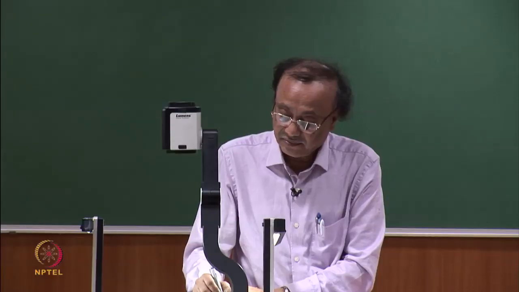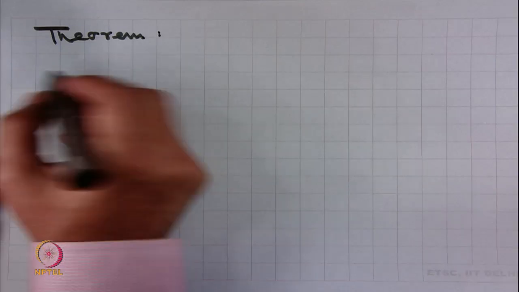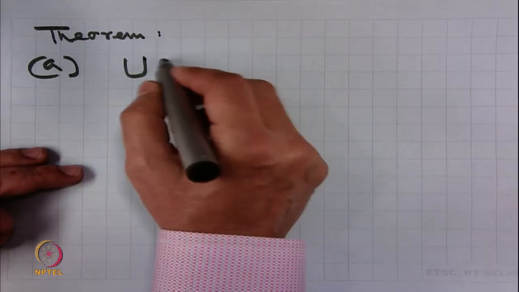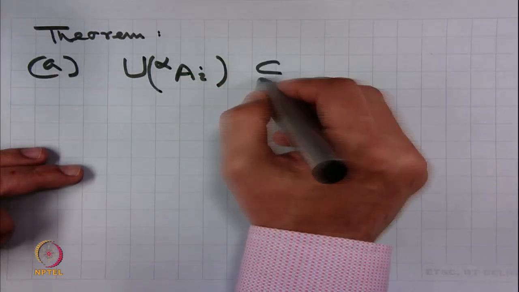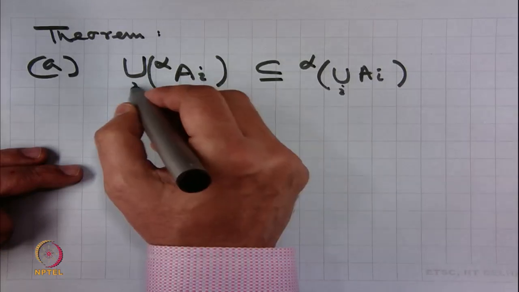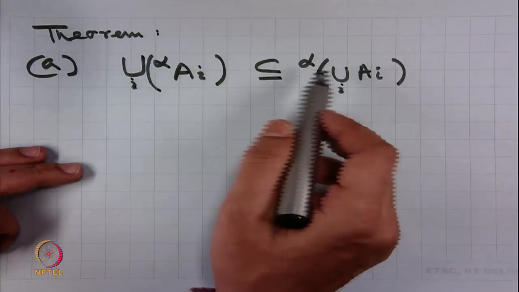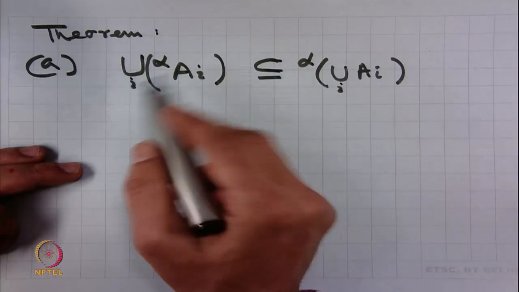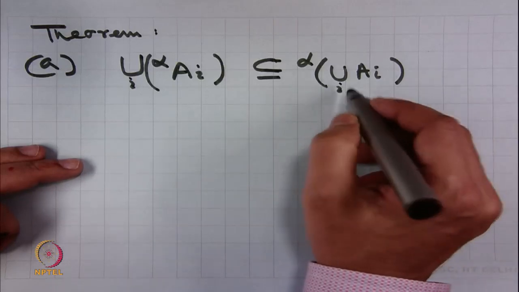So, the theorem: union over i of alpha cut of A_i is contained in alpha cut of union over i of A_i. So, with respect to two fuzzy sets, we have seen that they are actually equal, but in this case we find that it is a containment. The union of the alpha cuts of the individual A_i's is contained in the alpha cut of the union over all the A_i's.